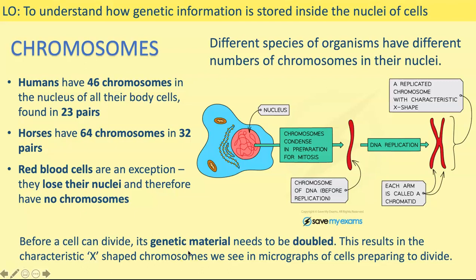After DNA replication, we get this characteristic X-shaped chromosome, which we see in micrographs, and we saw it at the start of the screencast as well. So then each arm of this replicated chromosome is called a chromatid.